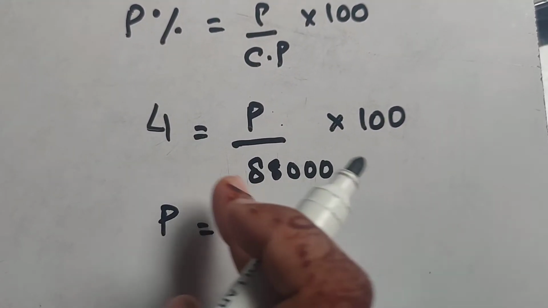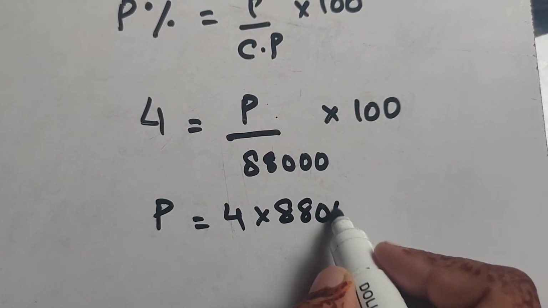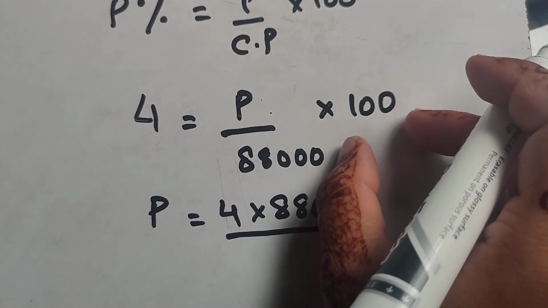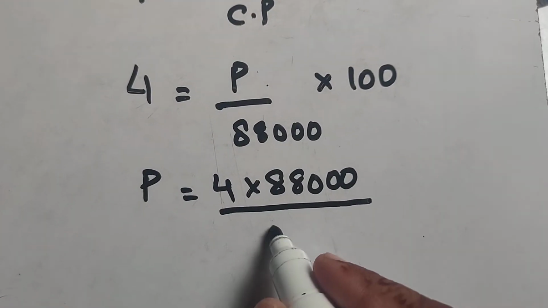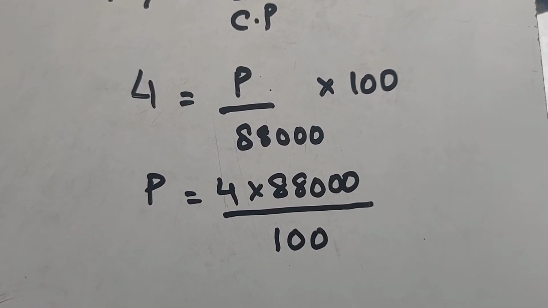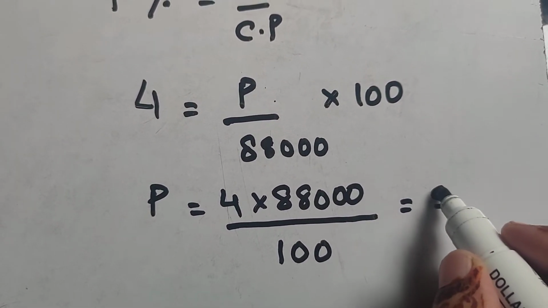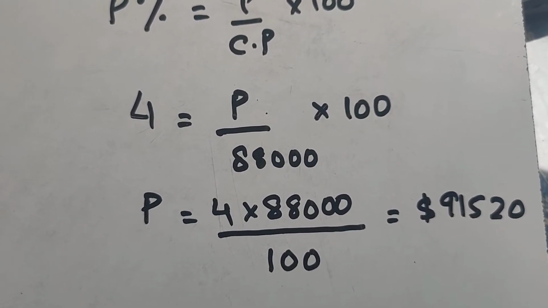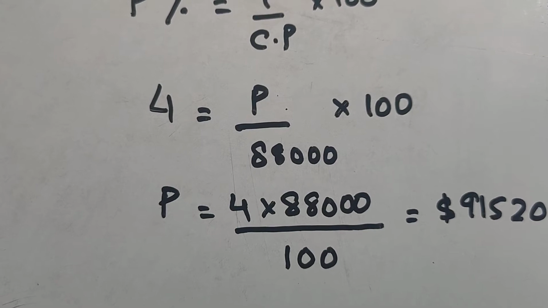This 88,000 will go to the other side and multiply with 4. So multiplied with 88,000 divided by, here it is multiplied to profit, and to the other side it will be divided with the given value, right? And the answer is $91,520. That is $91,520. This is the profit.